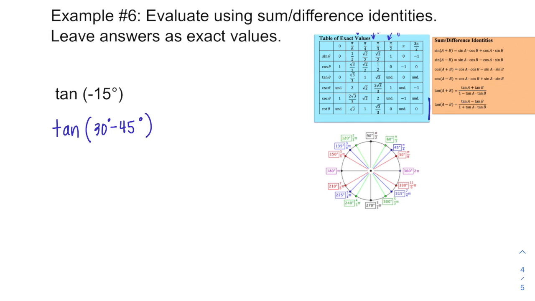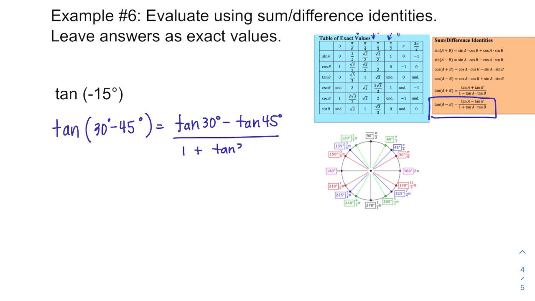So now tangent A minus B. Tangent A minus B is the very bottom property there. So this is going to equal tangent of A, which is 30 degrees, minus tangent of B, which is 45 degrees, all over 1 plus tan 30 tan 45. So we're expanding this out. Remember I said at the very beginning of our notes here, the questions that look complicated are very simple and easy to do. The ones that look easy are much more complicated.